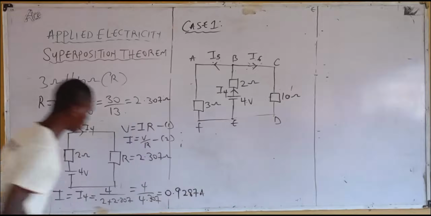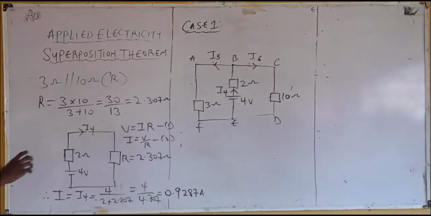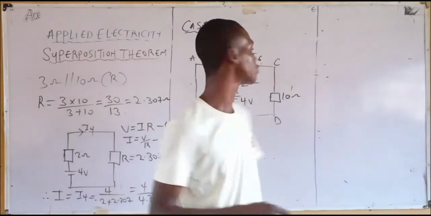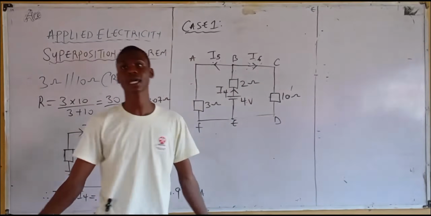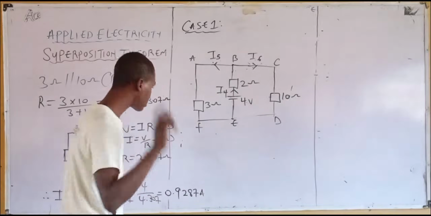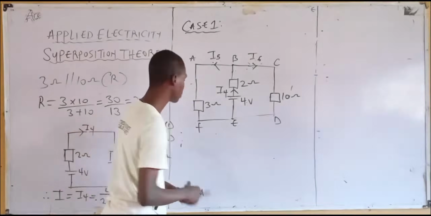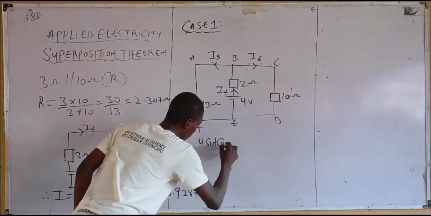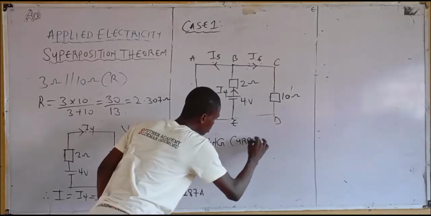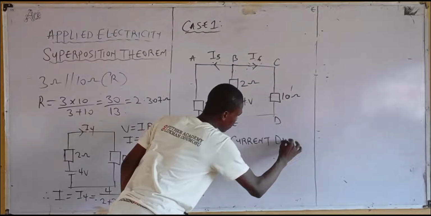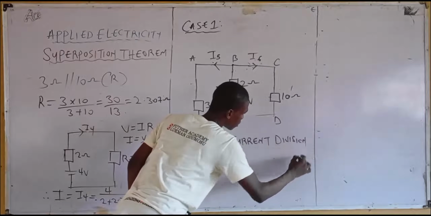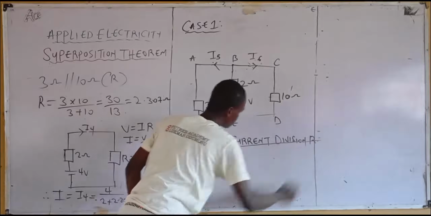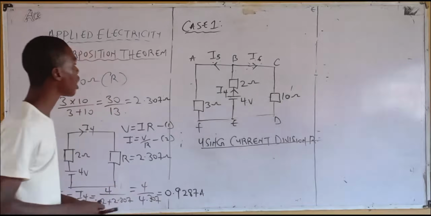0.9287 ampere. Alright, I've been able to calculate the value of I4. Now, using current division, solve I5 and I6. That's the next step. Right, using your current division rule. Now, I believe you know how to solve that.